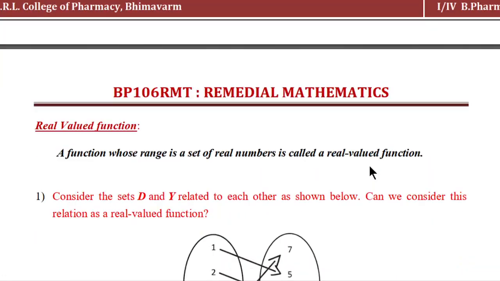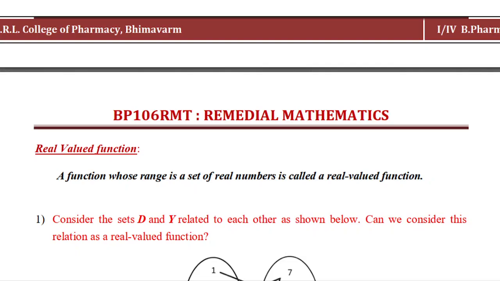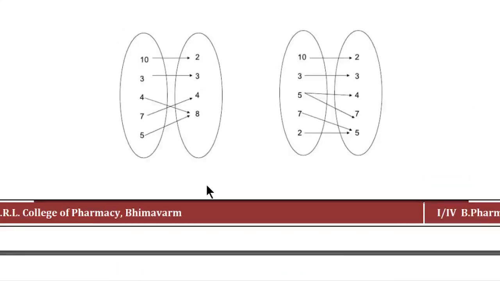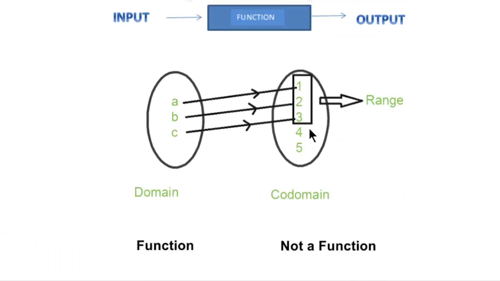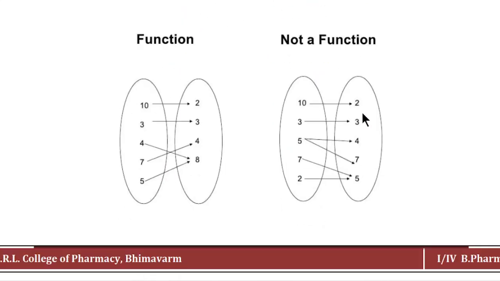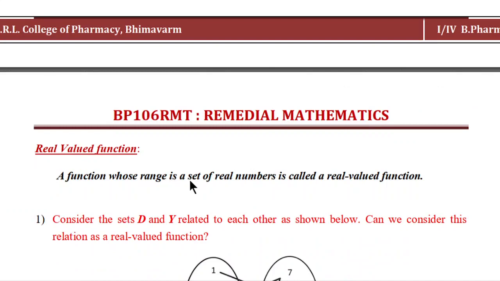Now coming to our syllabus, what is a real valued function? The function whose range is a set of real numbers is called a real valued function. So what is the meaning of range? This is the range. That means it's a subset of the codomain. The elements in the codomain that are mapped with domain elements are called the range. If the range is a set of real numbers, it is called a real valued function.